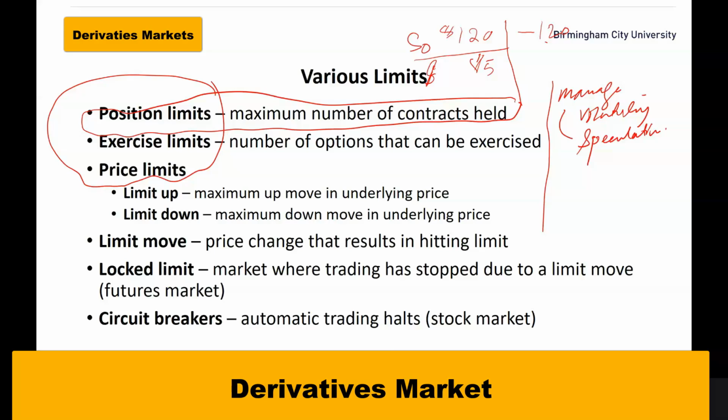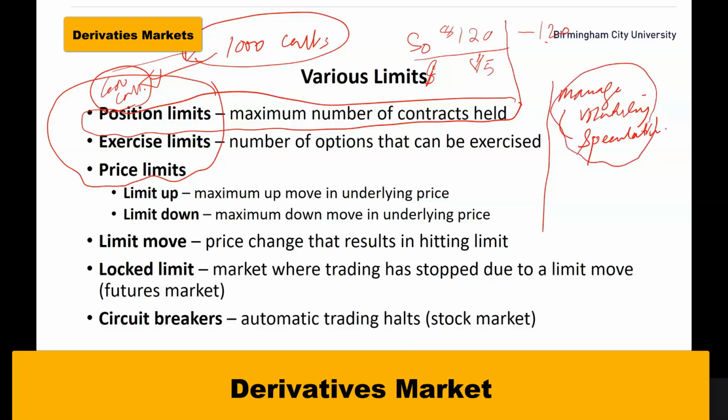Then the exercise limit. Let's suppose I have 1,000 call contracts, and let's suppose that is my position limit. At any point of time, I cannot have more than 1,000 calls on Apple. So that is the maximum position limit I have. Now the exercise limit, for example, is that I cannot exercise more than 600 call contracts in a single day. Again, that is to manage all this.